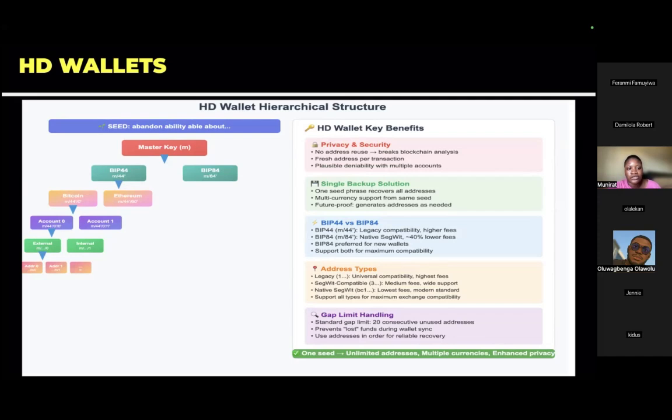So with an HD wallet, you are able to generate multiple addresses. You can generate an address per transaction, and it just makes sense. And then instead of having different backups, you can just use one to recover all your addresses, which makes life easier for you. If it is a custodial wallet, it makes life easier for you. If it is non-custodial, it makes it easier for your users.